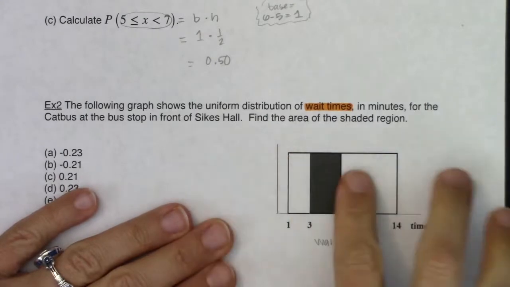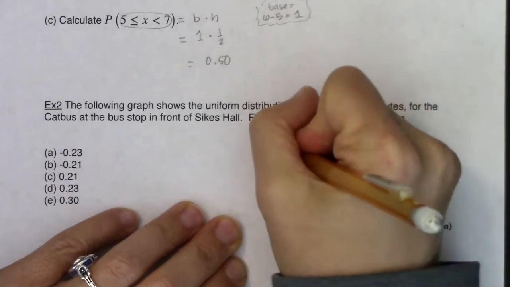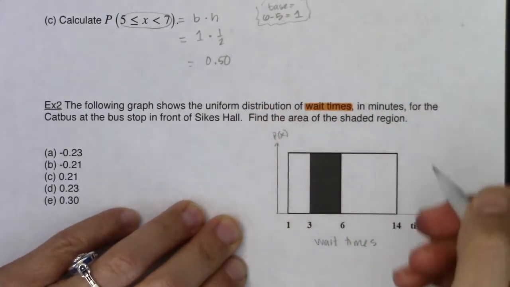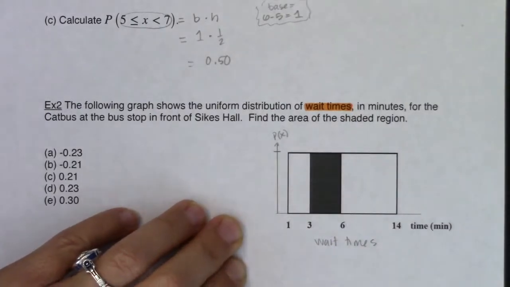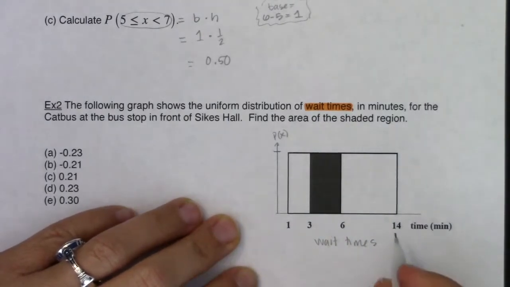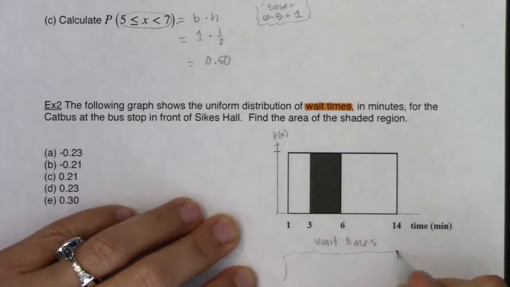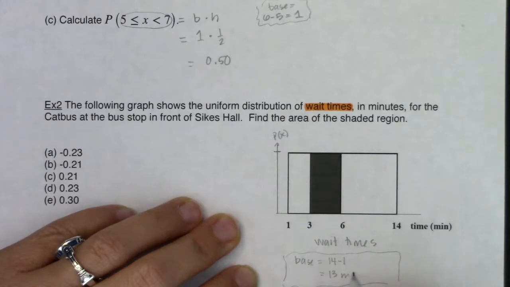And before we can get this area, this probability, the first thing we have to figure out is the height. All right, so probability is always going to go along the y-axis. And in a uniform distribution, we actually can figure out how tall this is. So here are always the mechanics for it. Figure out your overall base. So for this overall rectangle, my base is always the range. So I see the longest wait time was 14 minutes. The shortest wait time was 1 minute. So my base is 14 minus 1, or 13 minutes.